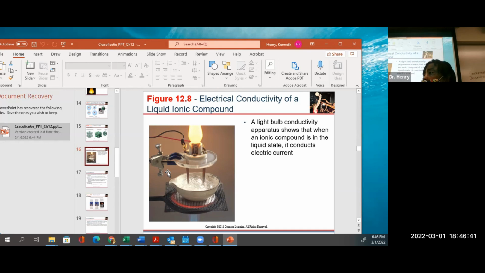When we put it in water, it also conducts electricity because water separates those two, the positive and negative. You know that water was the home wrecker. Hey, baby, you don't need him, right? Remember that, right?